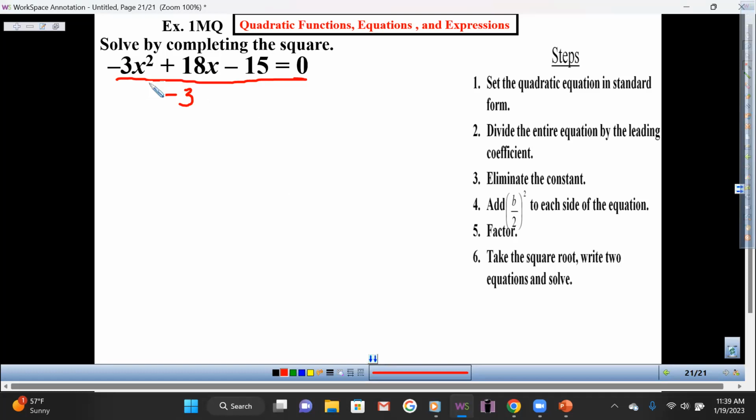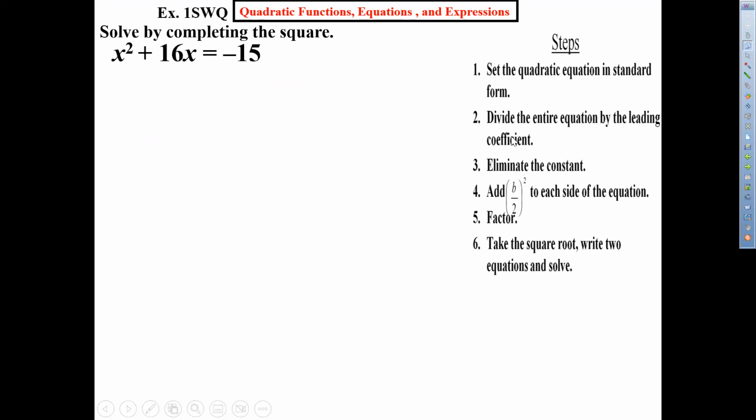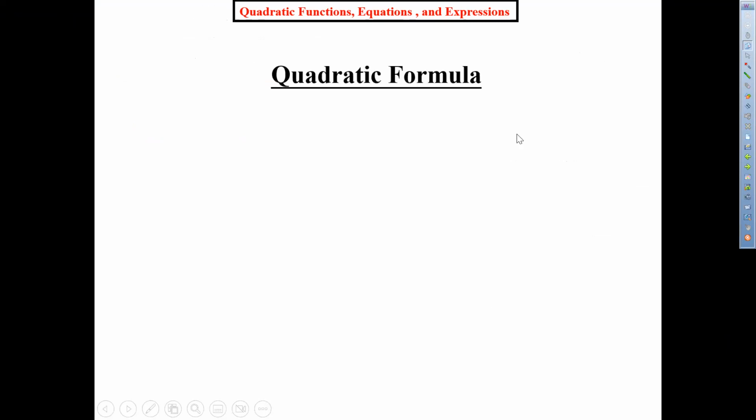And check this out. This is how it works. -3x squared divided by -3, we're left with x squared. 18x divided by -3, that's -6x. And -15 divided by -3 is +5, all that equal to 0. And that looks familiar, doesn't it? Yeah, and then we just continue going along with the rest of the program. So with that said, I think we got completing the square down out cold. Let's go to quadratic formula. Write it down, please. Quadratic formula.